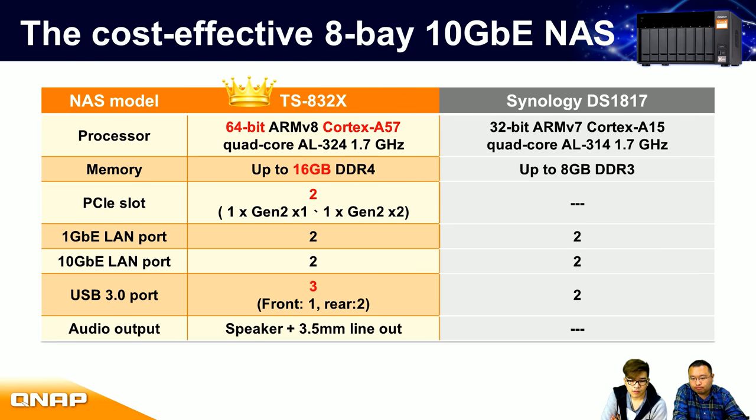And then let's check the other aspects. We have one more USB 3.0 port. Will we find one more extra port important? We don't know, but one day when you need it, you will know. And of course, the audio output, we have some add-ons, but the 1817 has nothing. So that is the comparison. If you are looking for an 8-bay NAS, or you are just looking at the DS-1817, if you happen to see this video, you can reconsider your choice and you will see why we are providing this competitive product, because we always listen to our customers' voice and we will improve our products to fit the market better than before.